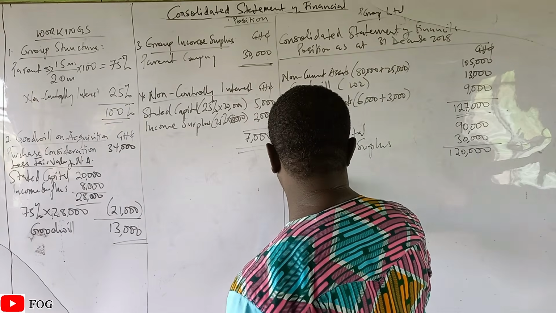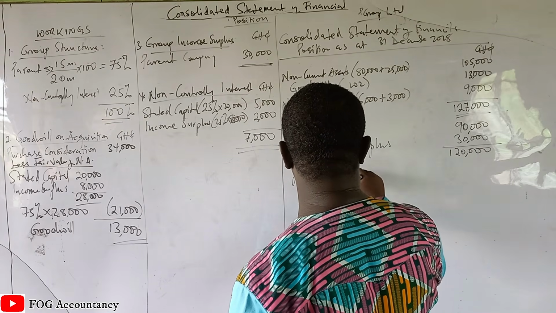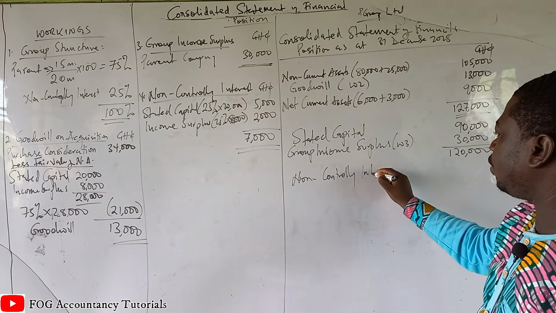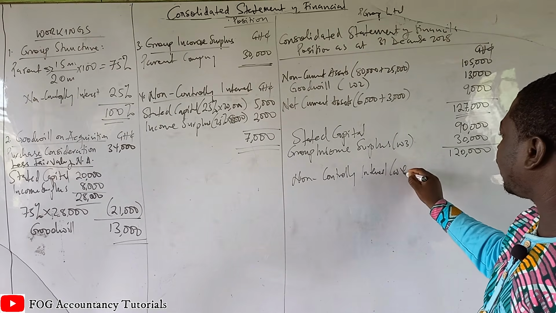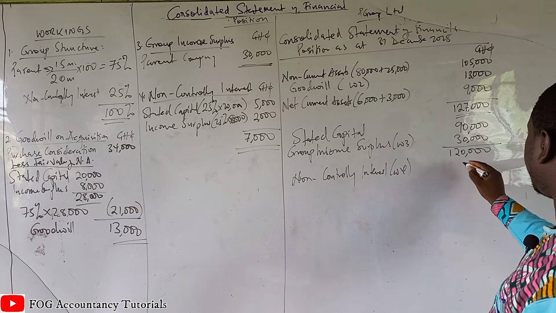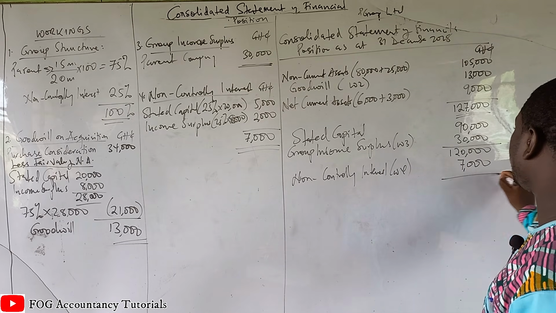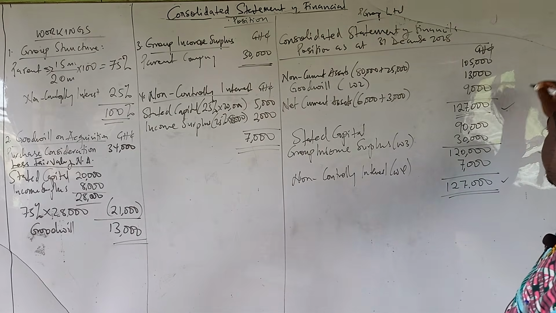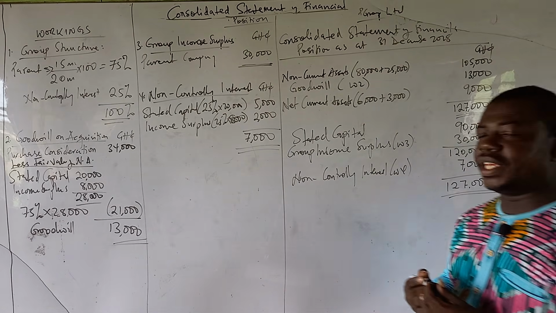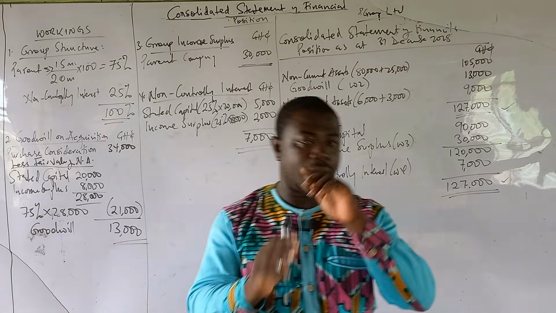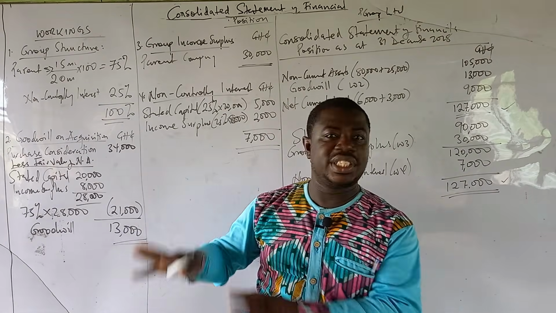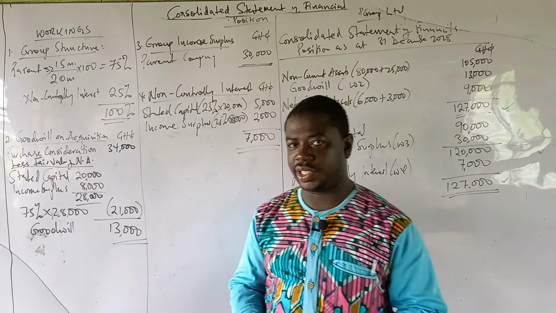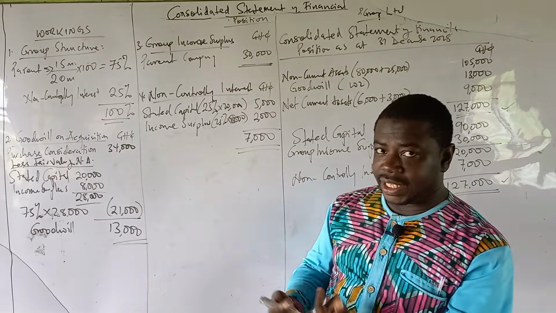Now we can add the non-controlling interest value. The group income surplus is working 3, and the non-controlling interest is from working 4. So when we add that, that is 7,000 Ghana cedis. So we add that, we have a total of 127,000, which is consistent with the assets. So ladies and gentlemen, this is how to handle a partly owned subsidiary on the date of acquisition, when you are consolidating on the date of acquisition. I'm sure your understanding is coming up.